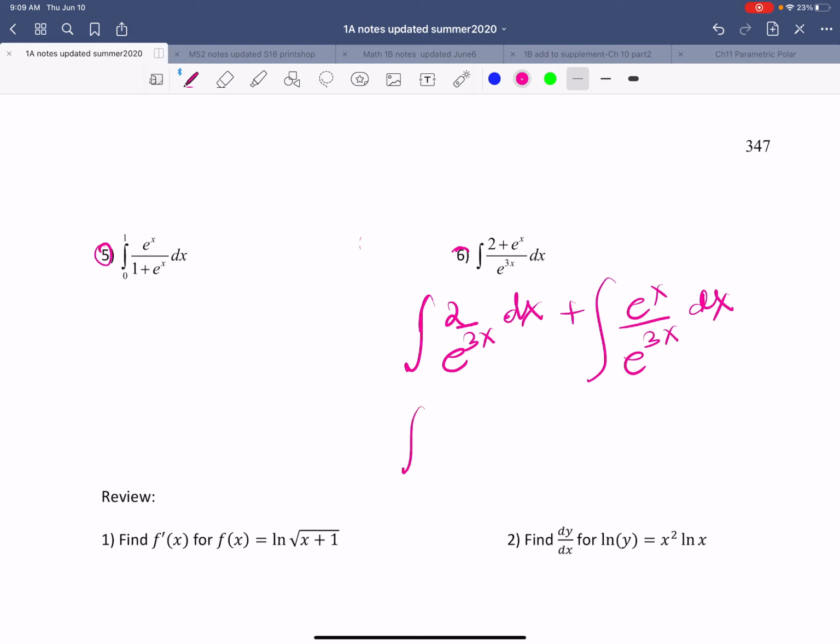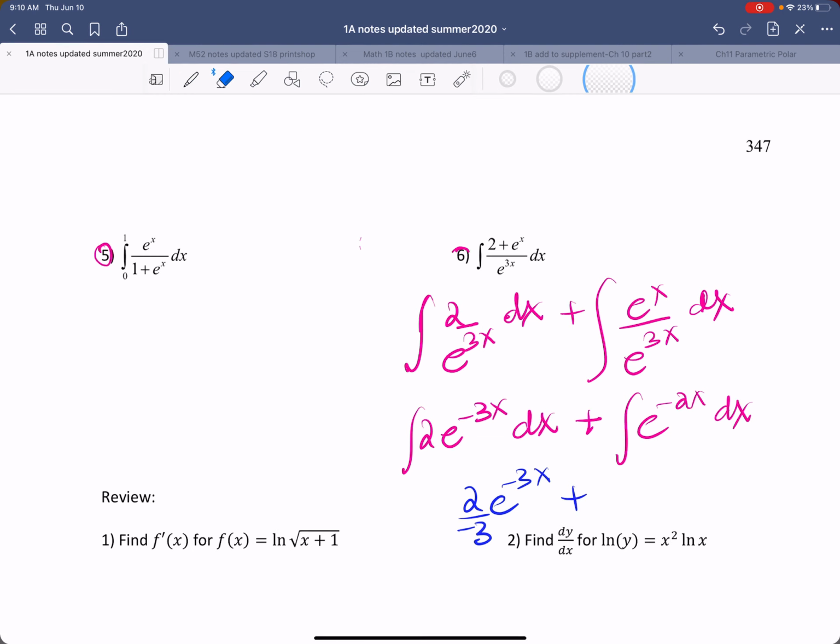now integral of 2 e to the power negative 3x dx plus integral of e to the power negative 2x dx. Now from here we can just do two separate integrals, and that is going to become, when we do the integration here, 2 over negative 3 e to the power negative 3x plus, actually it would be a negative sign because we're dividing by negative 2, e to the power negative 2x divided by 2, plus c, and that'd be all for this problem.